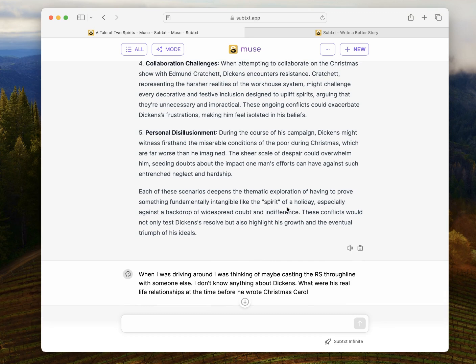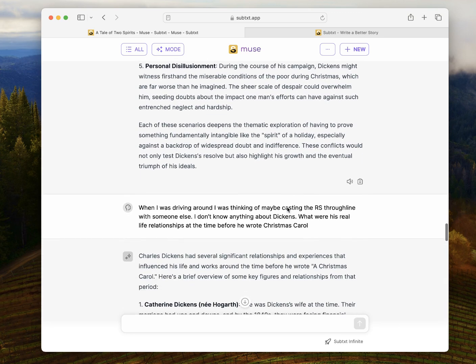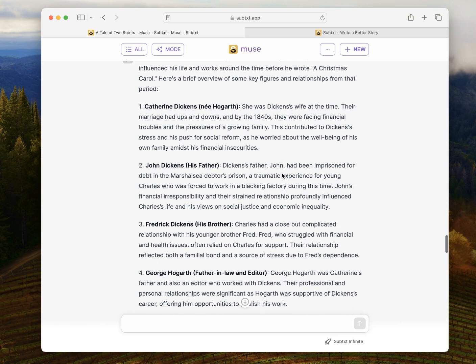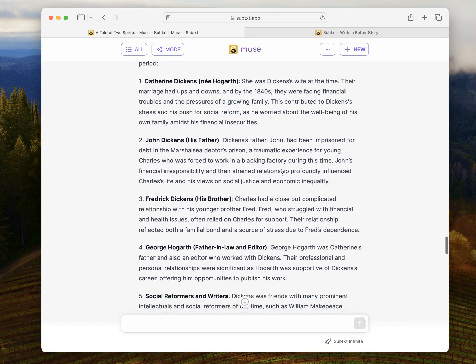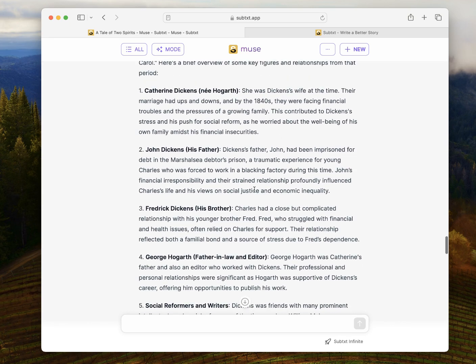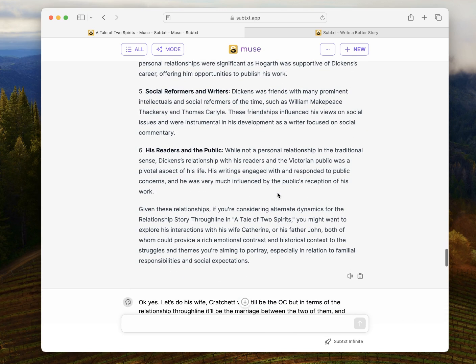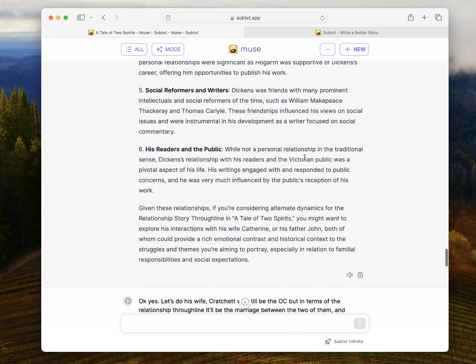And then I just stepped away, and when I came back, I had thought, when I was driving around, I was thinking of maybe casting the relationship story through line with someone else. I don't know anything about Dickens. What were his real life relationships? And then it went through and listed out all his real life relationships: his wife, his father, his brother, father-in-law and editor, readers in public. That's a little cheesy, so I wouldn't do that.